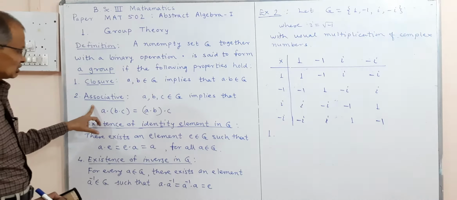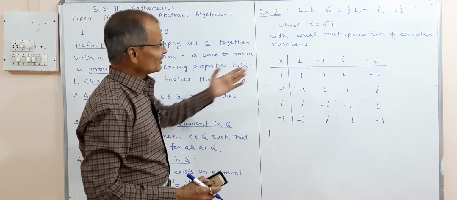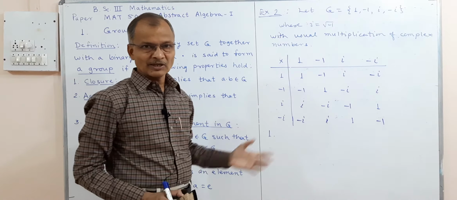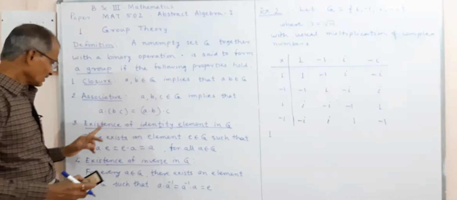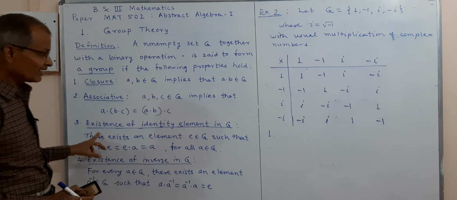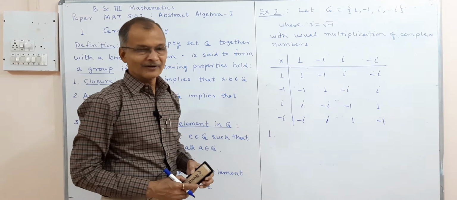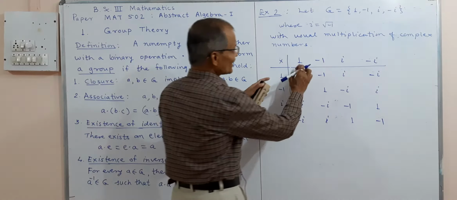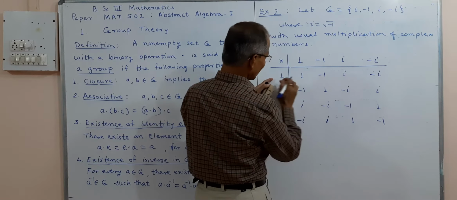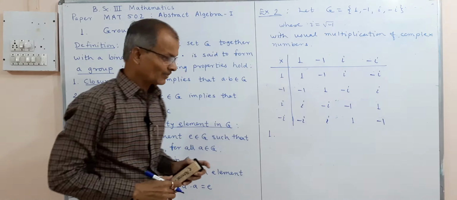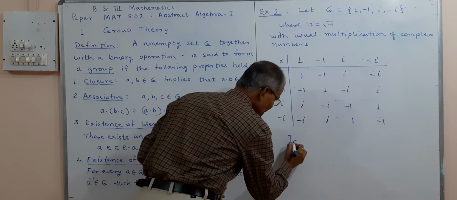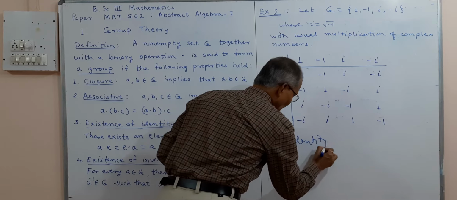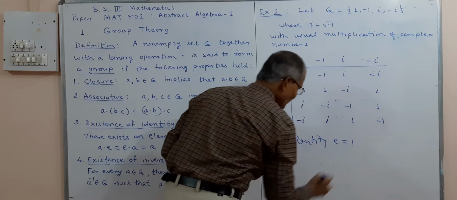Now what about associativity? This is usual multiplication, and multiplication is always associative. Therefore the associative property is also satisfied. And what about the identity element here? We can see from the table that the same row is repeated against 1. So 1 is the identity. Identity e is equal to 1.